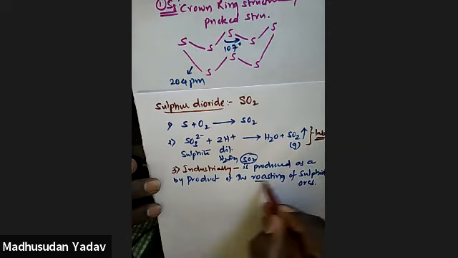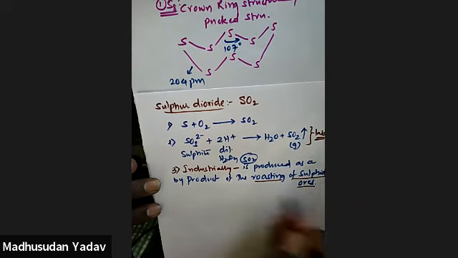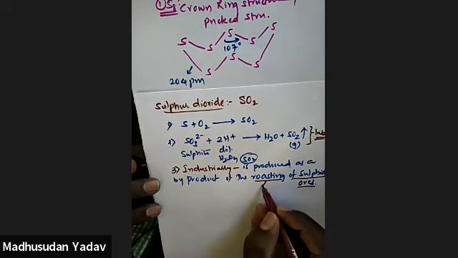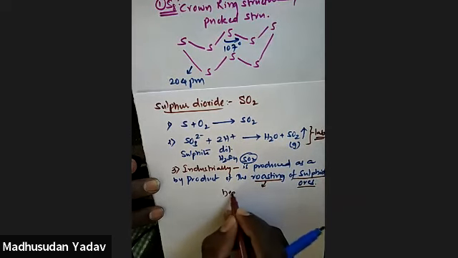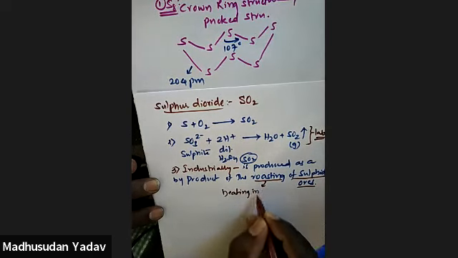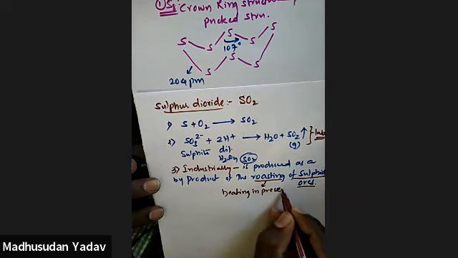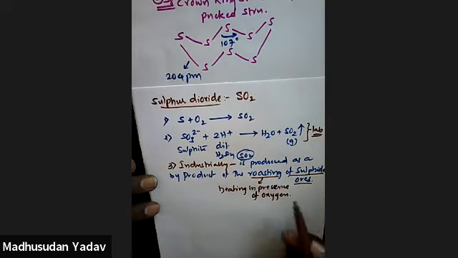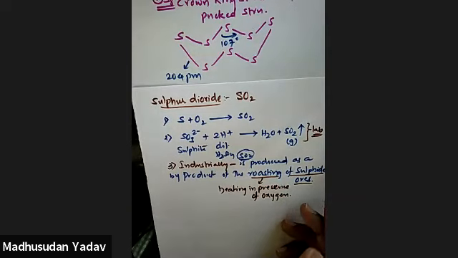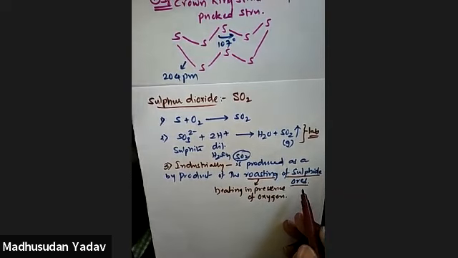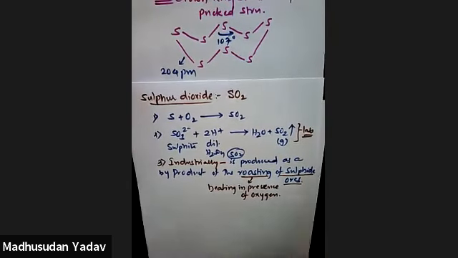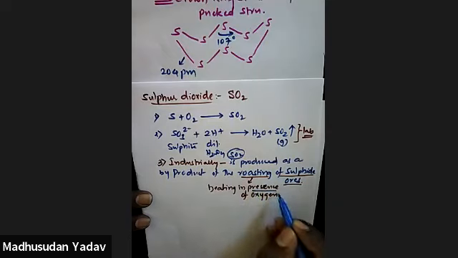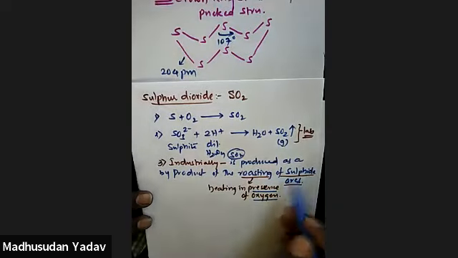So what do you mean by roasting of sulfide ore? Roasting means heating of a sample in the presence of oxygen. Heating in presence of oxygen is called roasting. Heating in the absence of oxygen is called calcination. There are two different opposite words. Okay, in metallurgy you will get that. Roasting in the presence of oxygen, heating of sulfide ore.